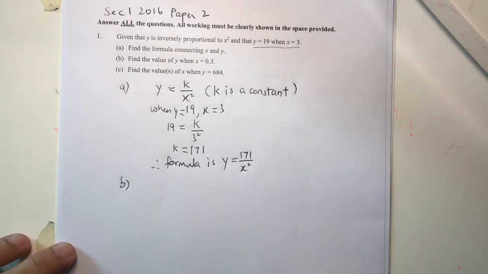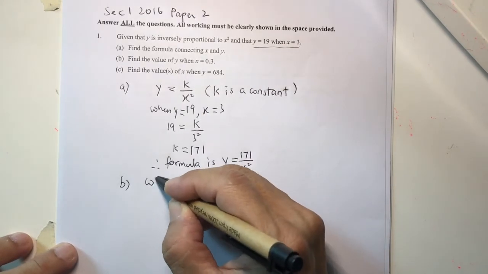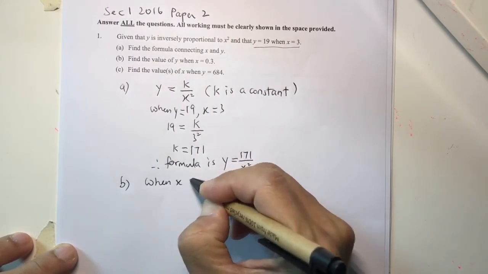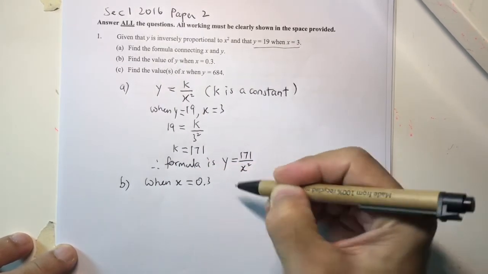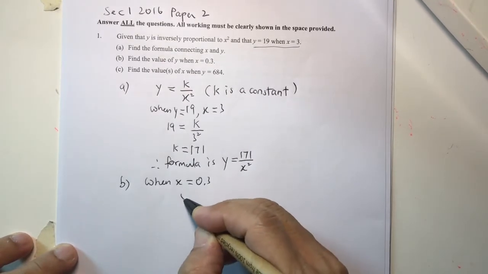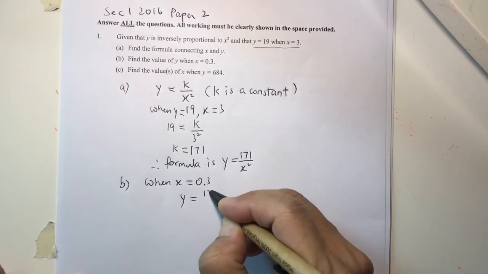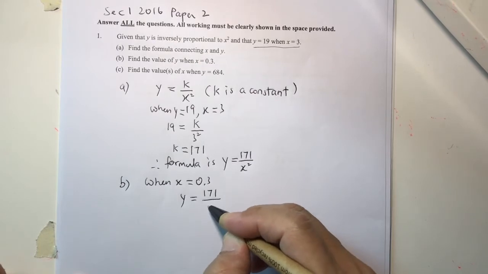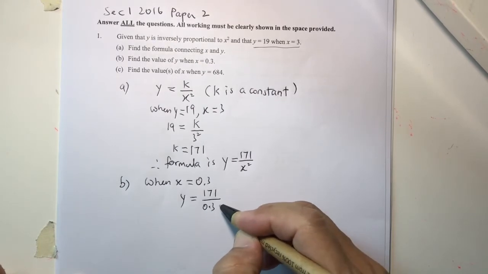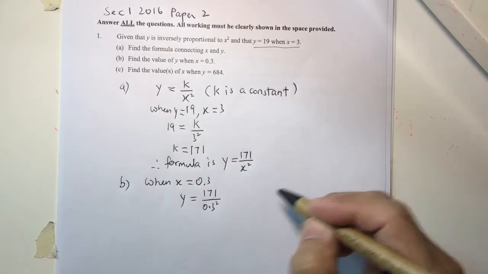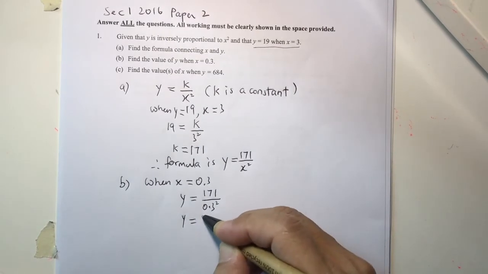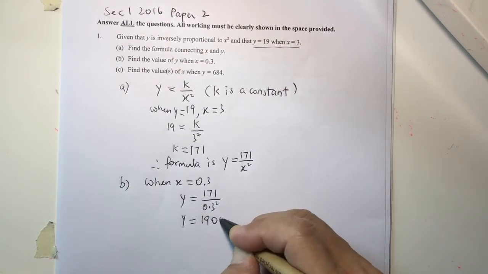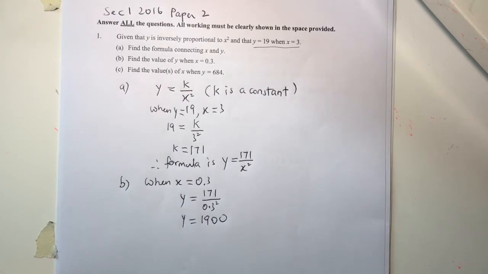Now we can use the formula to find the value of y when x is given as 0.3. So y will be equal to 171 over 0.3 squared, which gives us y equals 1900.